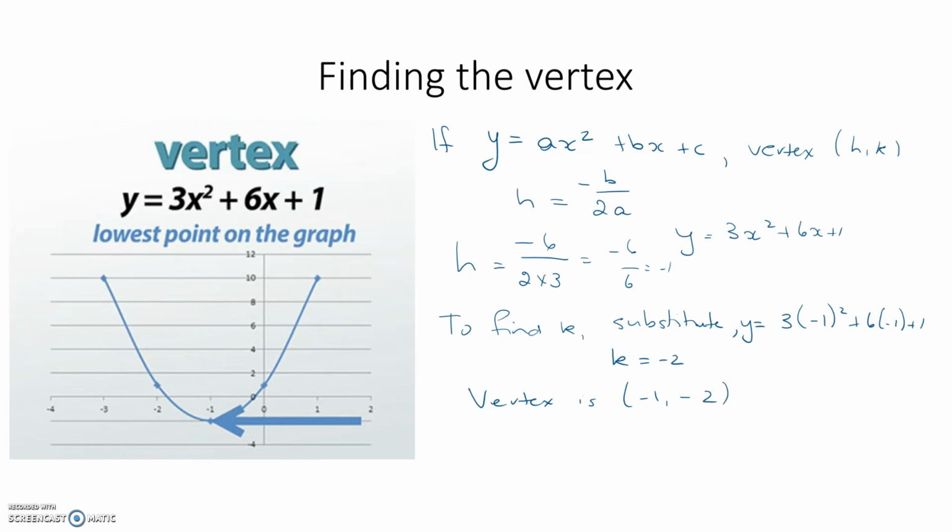Now the axis of symmetry is where x equals h. So h is negative 1, so the axis of symmetry is there.